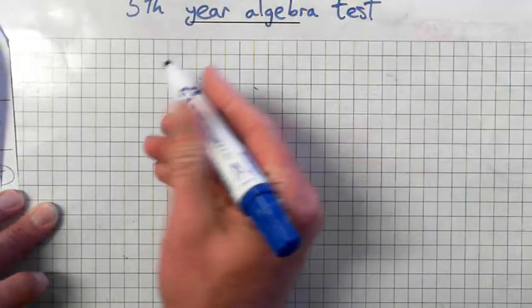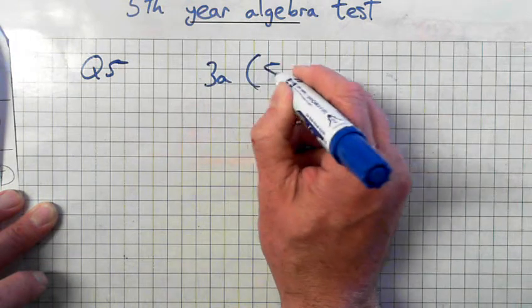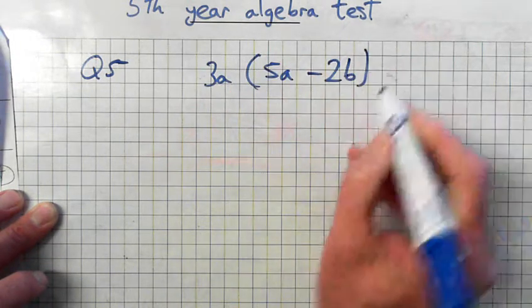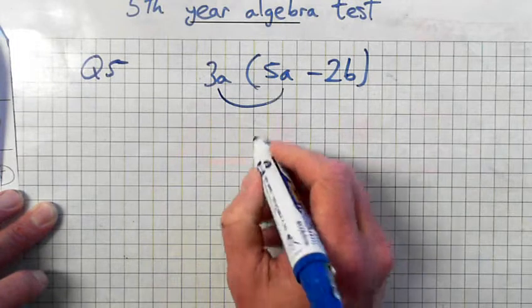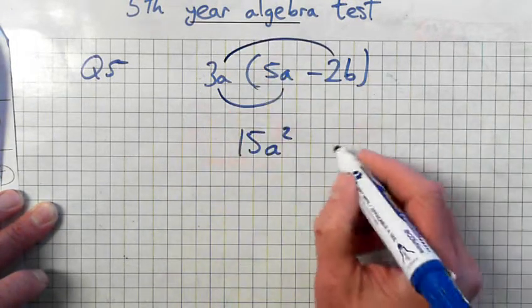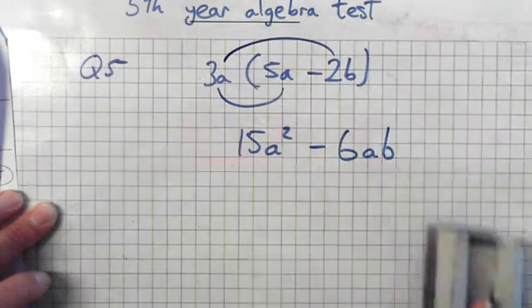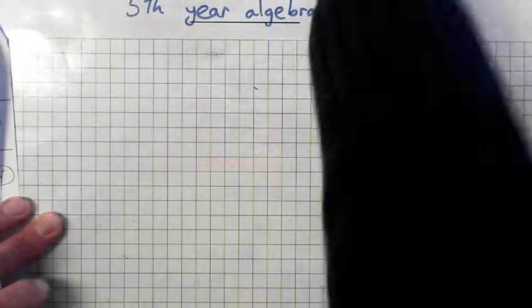Question 5. Multiply 3a times 5a minus 2b. So 3a times 5a, 15a squared, and 3a times minus 2b, so minus 6ab. Question 6.